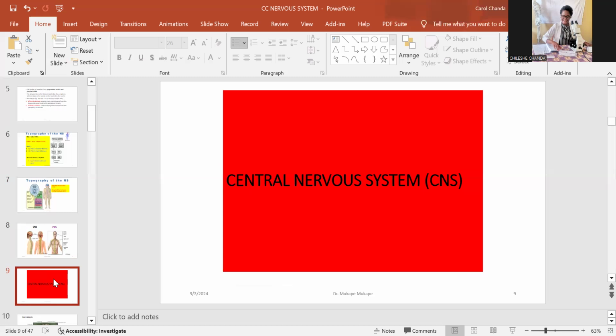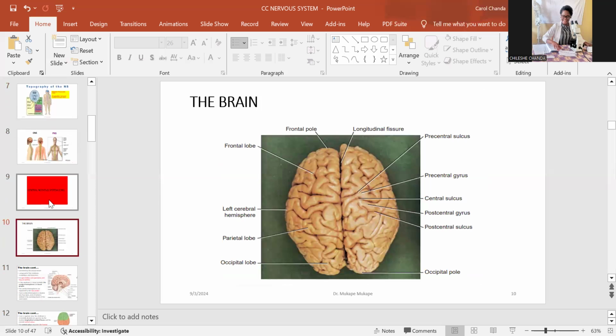Okay, so now let's look at the central nervous system in detail. We said that the central nervous system is made up of the brain and the spinal cord. So we'll start looking at the brain, then we'll look at the spinal cord. Let us look at the gross structure of the brain. This picture is a superior view. You're looking at this human being on top of their head.